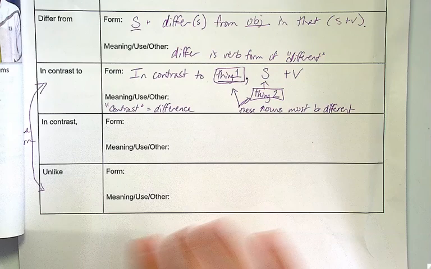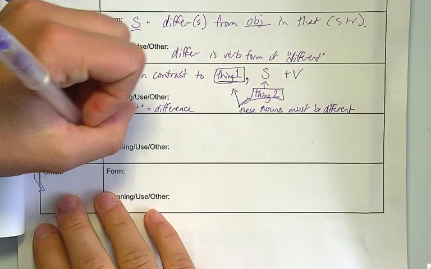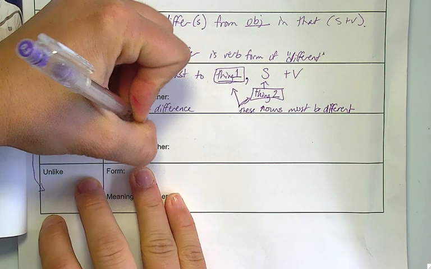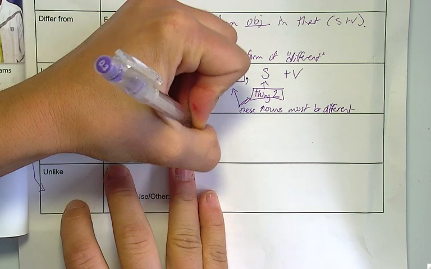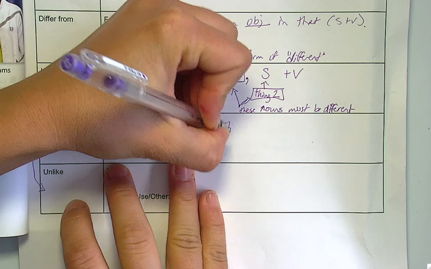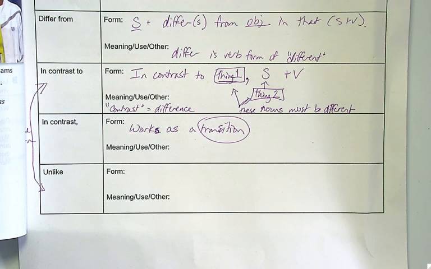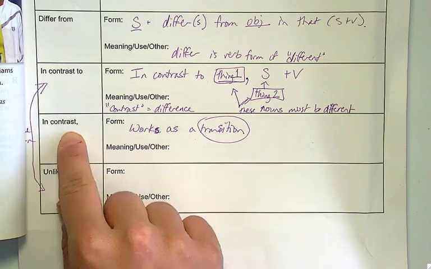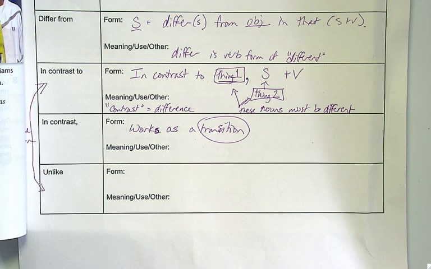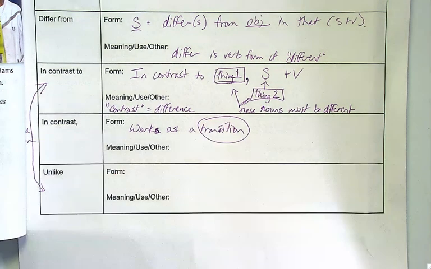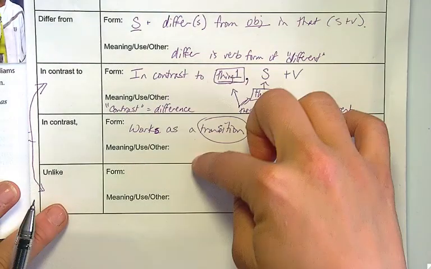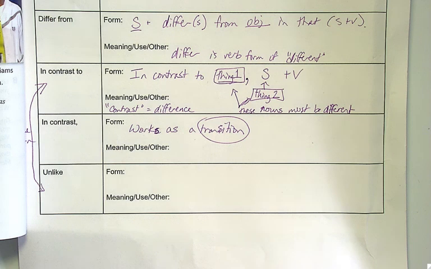In contrast, this one's pretty easy. I'm just going to make a little note. Works as a transition. We have talked about transitions, so I'm not even going to make a note. If you want to make notes about what a transition does or how to use it, you can make notes. But we've talked about transitions. As long as you know that this is a transition, I think you already know how to use this one. And we've already got the note contrast means difference, so you could write it again if you want.